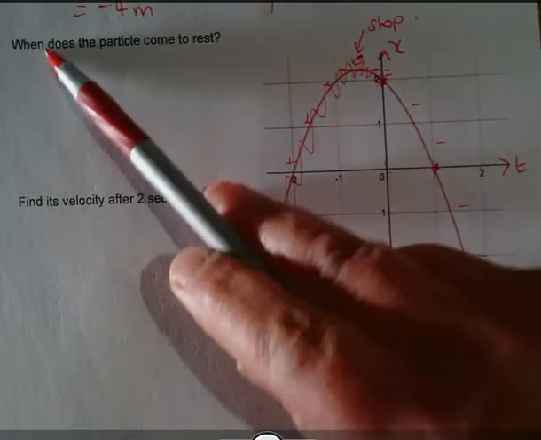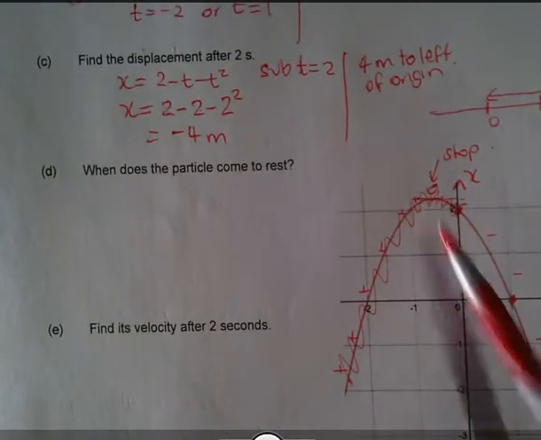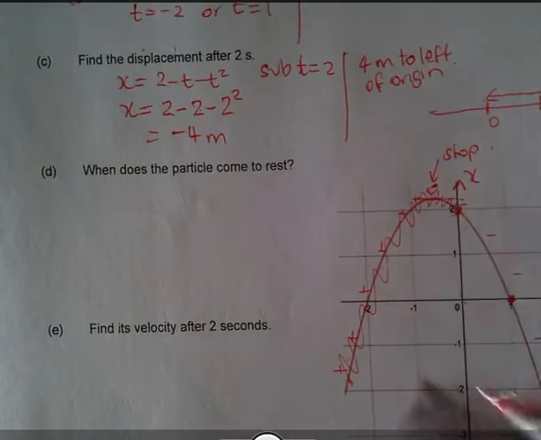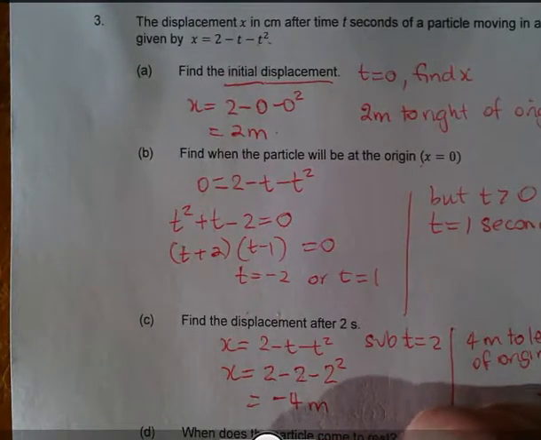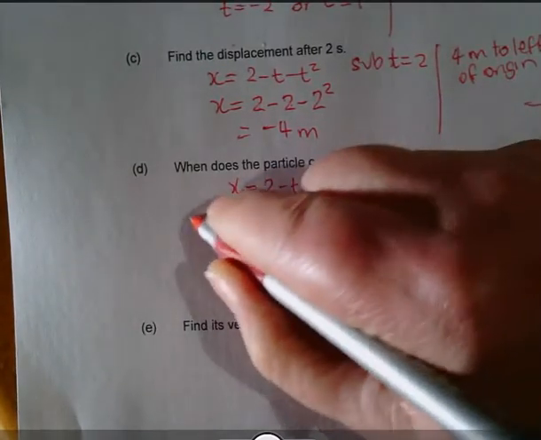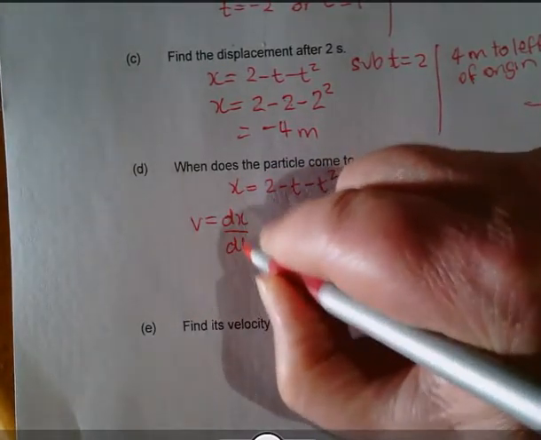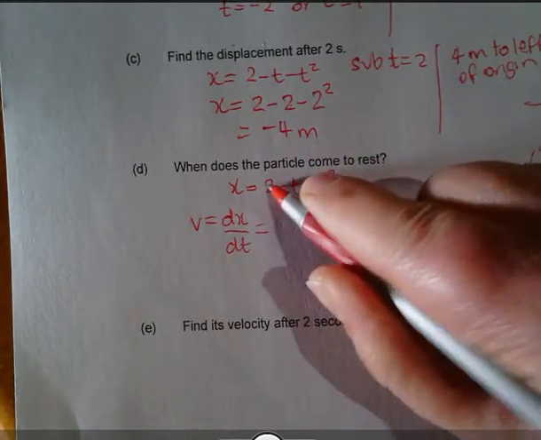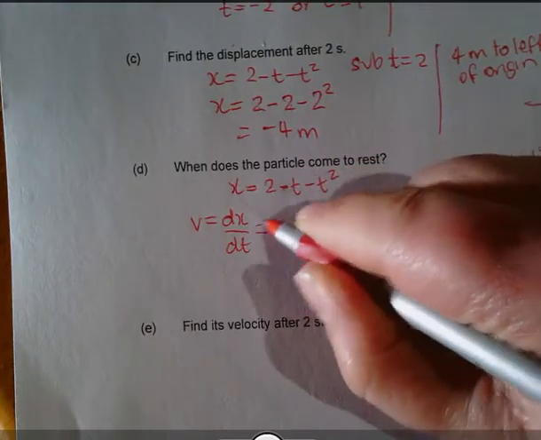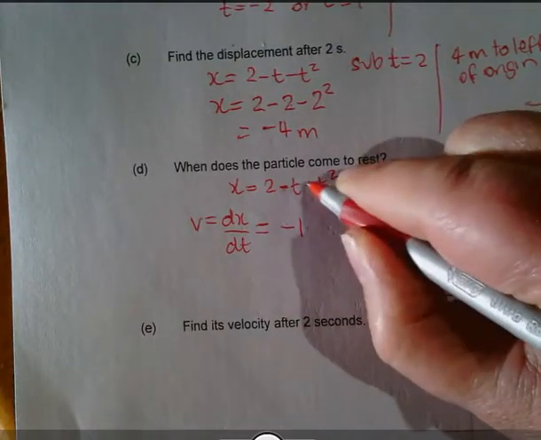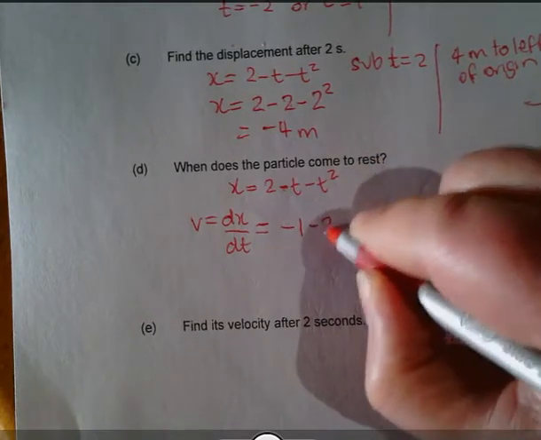And it says, when does the particle come to rest? Now, we're saying it happens here, but this time doesn't exist. Now, let's see what happens here. So we know that x is 2 minus t squared. So I know that velocity is dx/dt. Now I differentiate this. If I differentiate 2, I get 0. If I differentiate -t, that's differentiating -1t, I get -1. And if I differentiate -t squared, I get -2t.